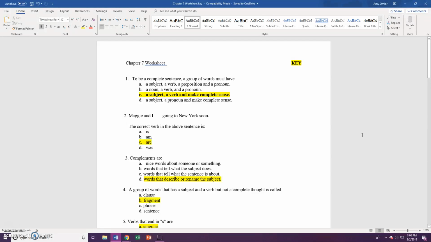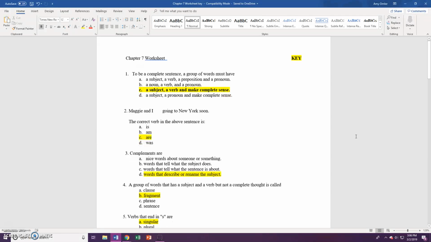Number 2. Maggie and I are going to New York soon. We must use are because Maggie and I is a compound subject, so therefore we need a plural verb. Is, am, and was are singular; are is plural.